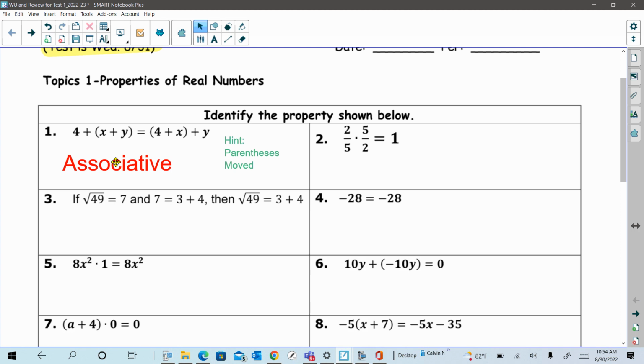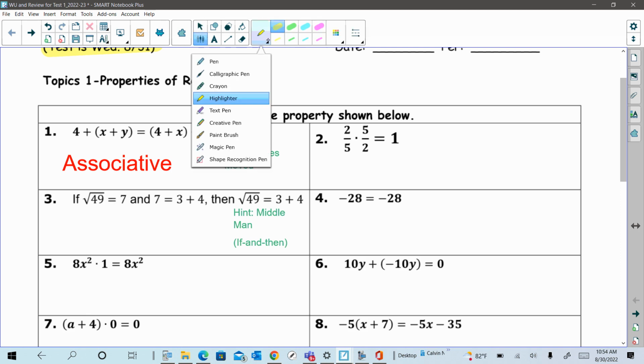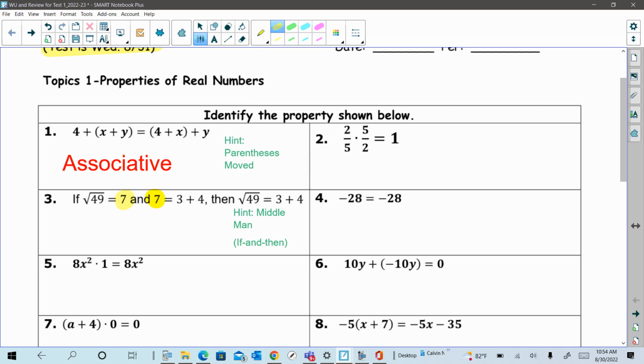Here, if you read it from left to right, hopefully you see maybe a middleman, or an if and a then statement. Anytime I see the word if and the word then, or I see something they have in common, like the middleman here is the 7 here and the 7 here, then I can cancel that out. And then I can go to the transitive property here. So the square root of 49 equals 3 plus 4.